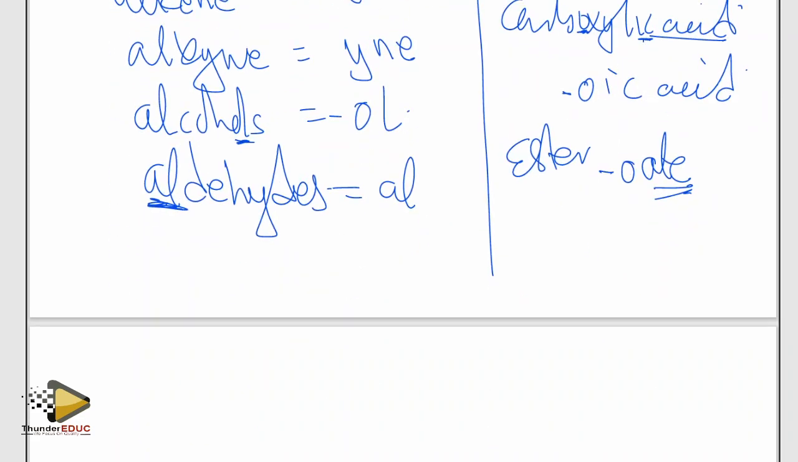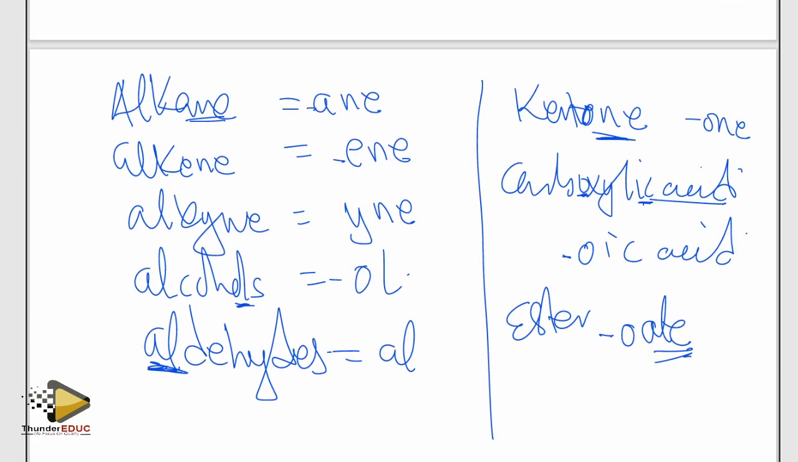Now, these are the homologous series with their functional groups. Alkane ends with that, alkene with that, alkyne with that, alcohol because of this with that, aldehyde because of this with that, then ketone because of this with that, and then carboxylic acid because of this and this, so it ends up with oic acid, and then esters end up with that. So is there anything else we have left?